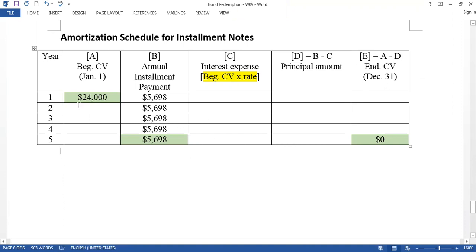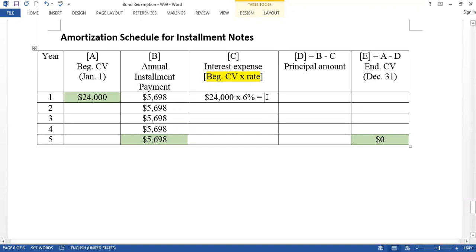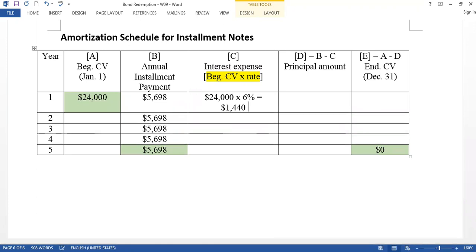Okay. So year one, let me solve year one first. Year one, beginning carrying value $24,000. We pay $5,698. Now interest expense, according to this question, is $24,000 times 6% equals 1,440.